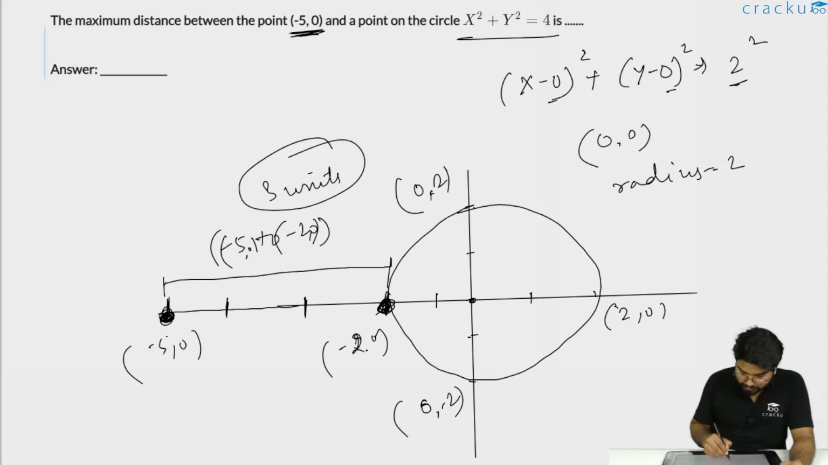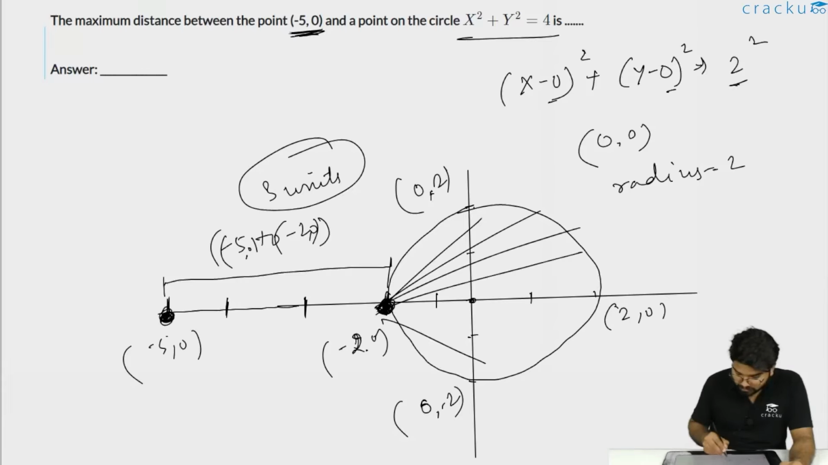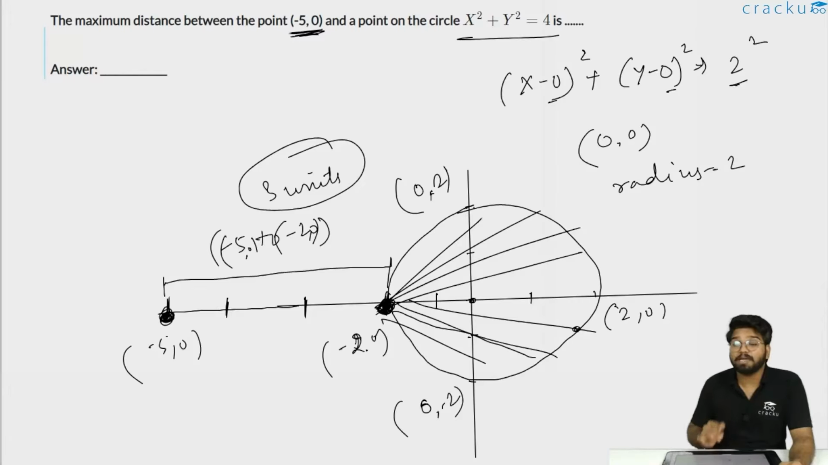And from this point, what can be the maximum distance to any other point? Basically, from this point to any other point there will be a chord. It can be a smaller chord or a bigger chord. We need to find the maximum distance. So the maximum length of a chord is what? It is equal to a diameter, because we know that the diameter is a chord which touches 2 points on the circumference, and it is the longest chord.